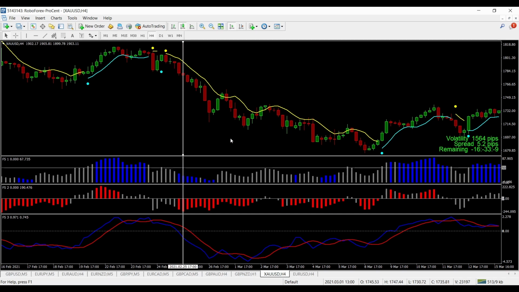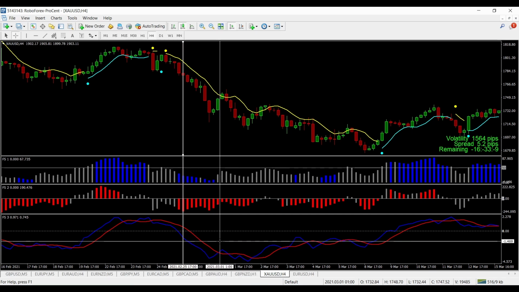So we have possible exits, of course, along the way. First of all, you could trail your stop loss as per rules behind either our FS dots line or swing high points. It's up to you, but let's see the possible exits out of this trade. So one of them is when our bull line of FS3 indicator crosses above the red line over here. So where it is, it's over here, right?